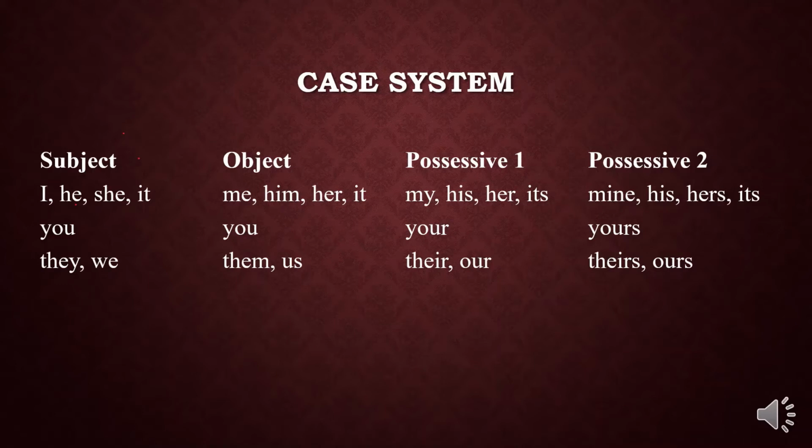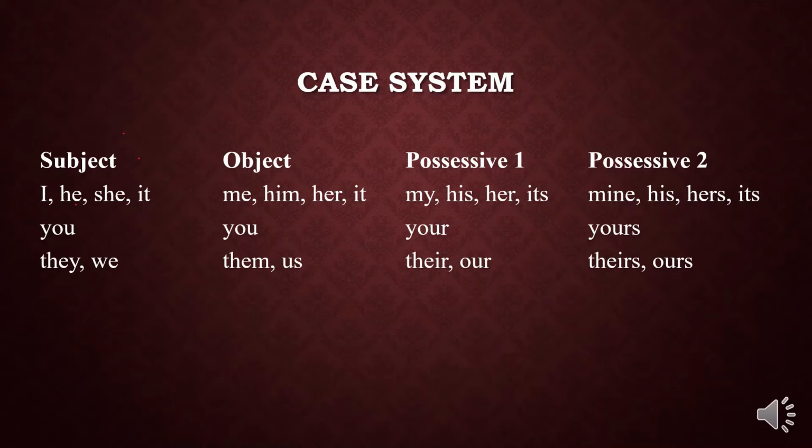In the subject case, the pronoun is the doer of the action that takes place in the sentence. And in the object case, the action is done upon the pronoun. Here we can see subject cases such as I, he, she change to me, him, her in the object case, which means how they are supposed to function in a sentence. And they have their corresponding possessives, which are my, his, her, and so on.